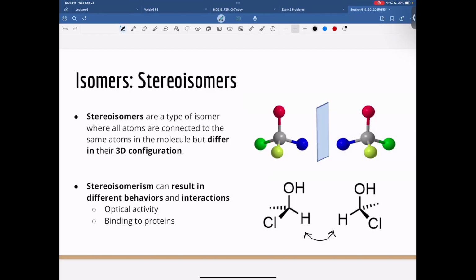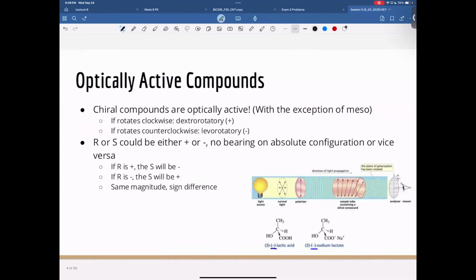The reason this is important is because it can represent optical activity, and it also has an impact on the binding to proteins. For example, in biochem, you'll learn that the D isomer of glucose is more common in the body than the L isomer of glucose. Stereoisomers are optically active compounds, and this is the case only when they are asymmetrical. If a compound is symmetrical, it will not be optically active. However, if it's asymmetrical and there are chiral centers, then it will be optically active.